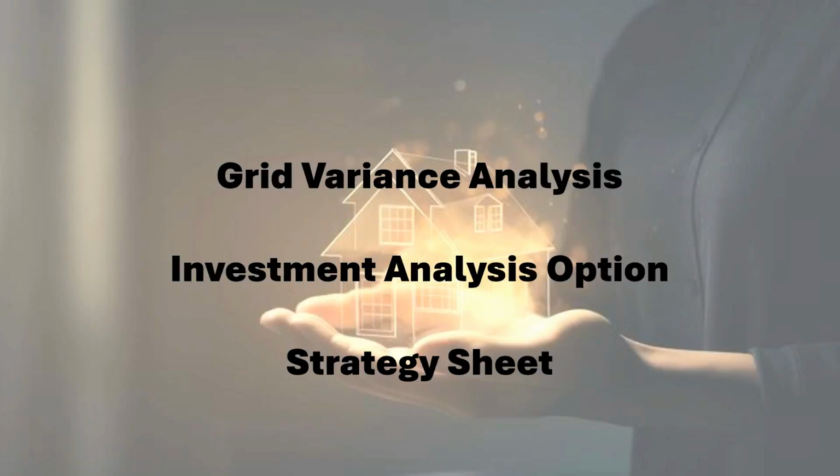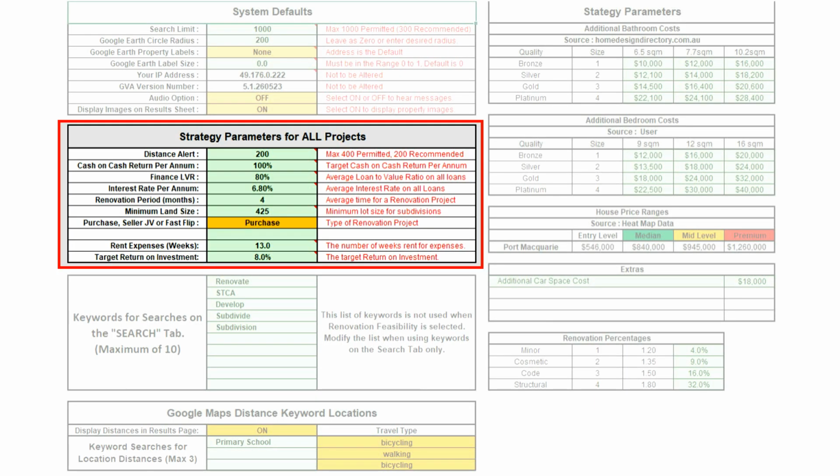In this video, I'm going to explain how to use a new function in the grid variance analysis program. It's called the investment analysis option, otherwise known as the strategy option. On the selection sheet, you'll find the investment analysis option near the middle of the screen on the left-hand side.